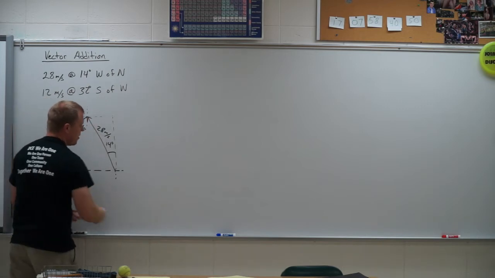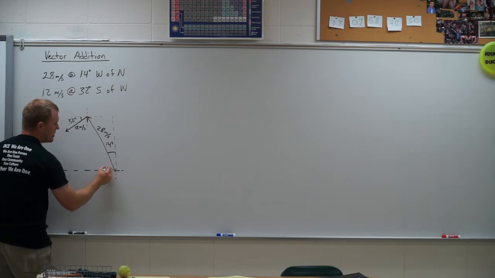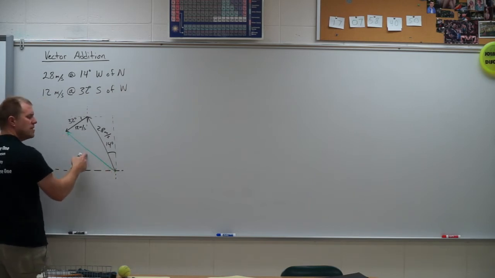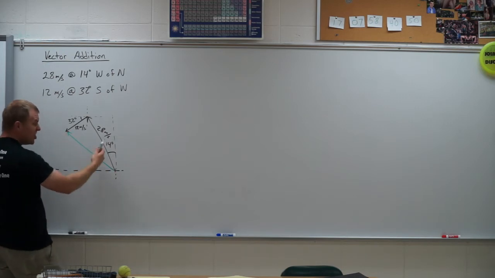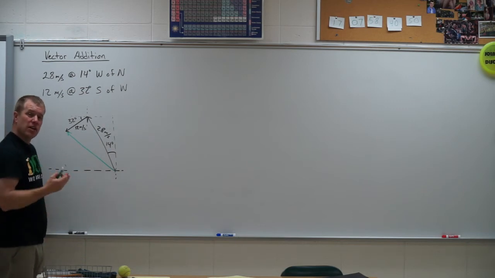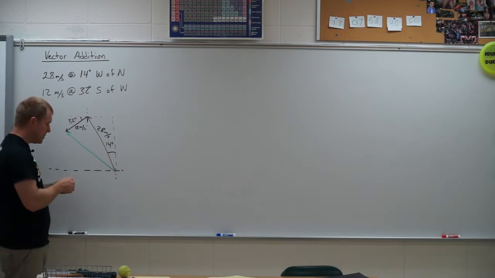And the end result is I want this vector. This is the resultant vector. It'll have a magnitude represented by the length and a direction pointed generally to the northwest. So I just want to use that as a check when we get to the end.